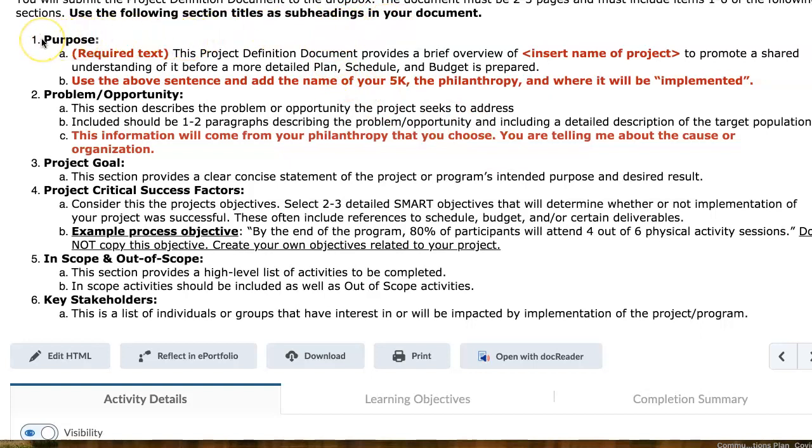So your document will have purpose, problem or opportunity, project goal, project critical success factors, in scope and out of scope, as well as key stakeholders. Now, what do all these things mean?